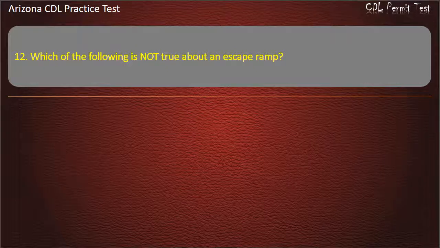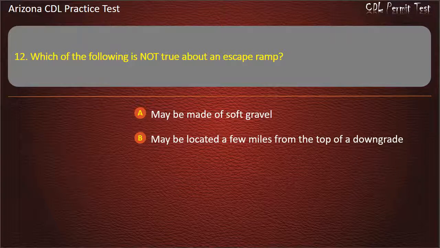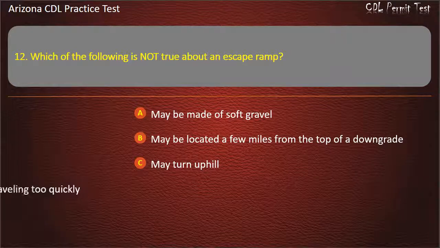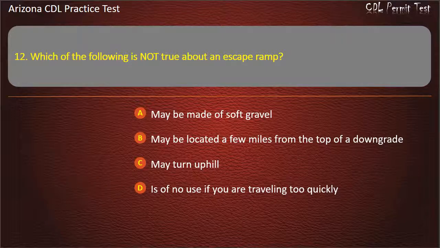Question 12. Which of the following is not true about an escape ramp? May be made of soft gravel. May be located a few miles from the top of a downgrade. May turn uphill. Is of no use if you are traveling too quickly. Answer. Is of no use if you are traveling too quickly.